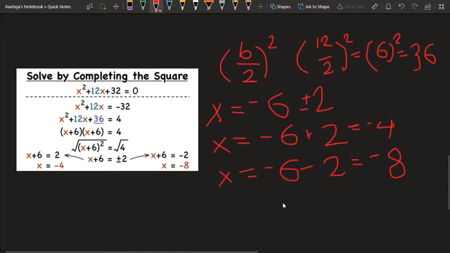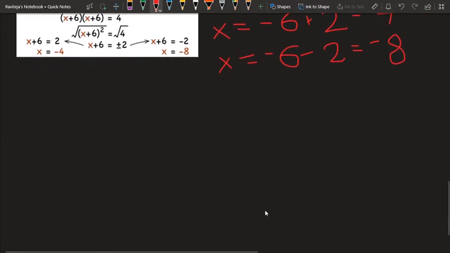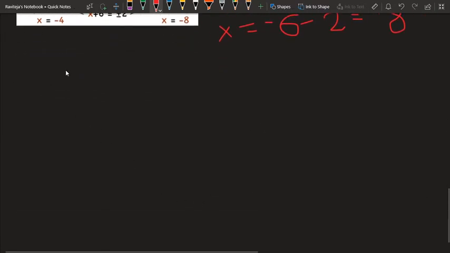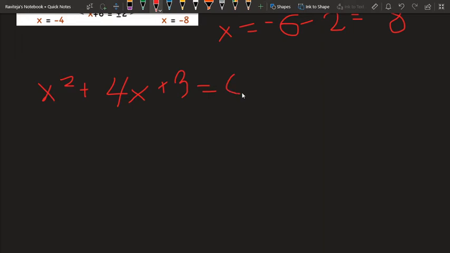Now it's time for you to have the chance to do a problem on your own. Here's the equation. x squared plus 4x plus 3. Now if you want to try this problem on your own, pause the video and go at it, but I'm just going to go over it right now. So here's our quadratic equation.